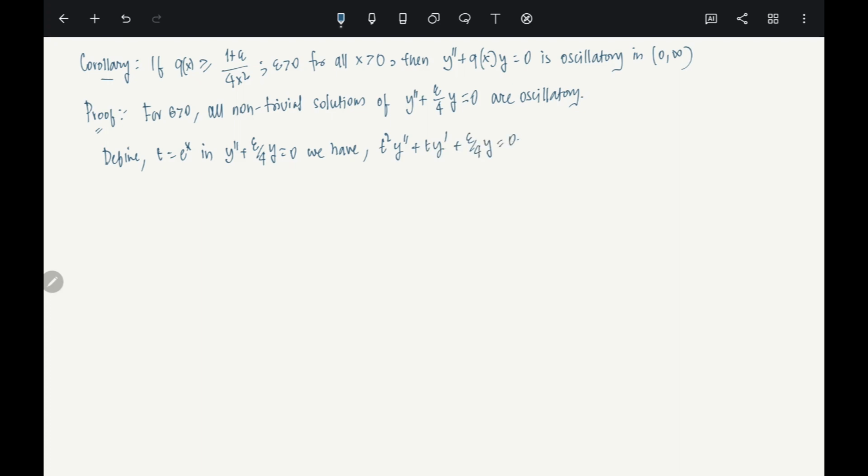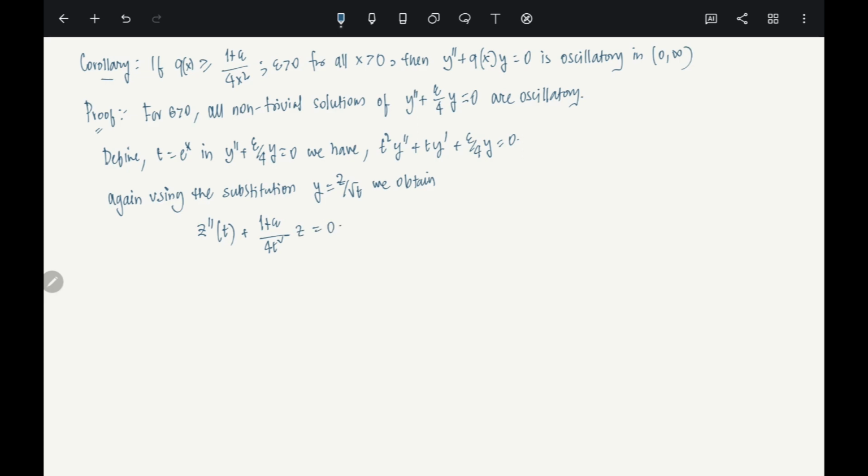Is this okay? Now again using the substitution y equals z by root t, okay, we obtain z double prime of t plus (1 plus epsilon by 4) over t square z equals 0. This is what we get. Okay.